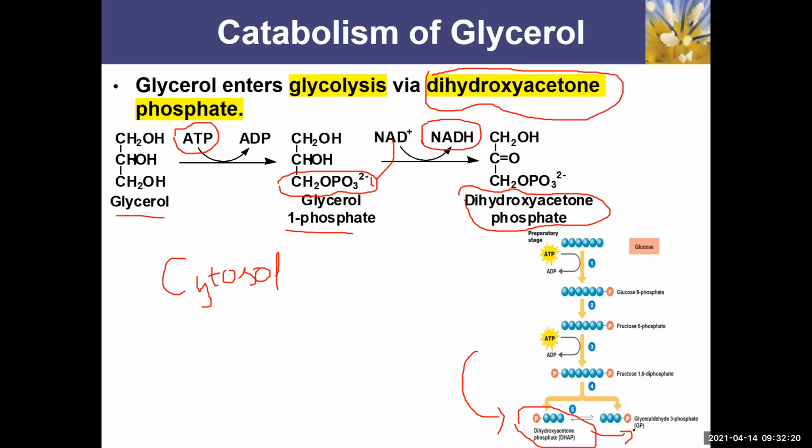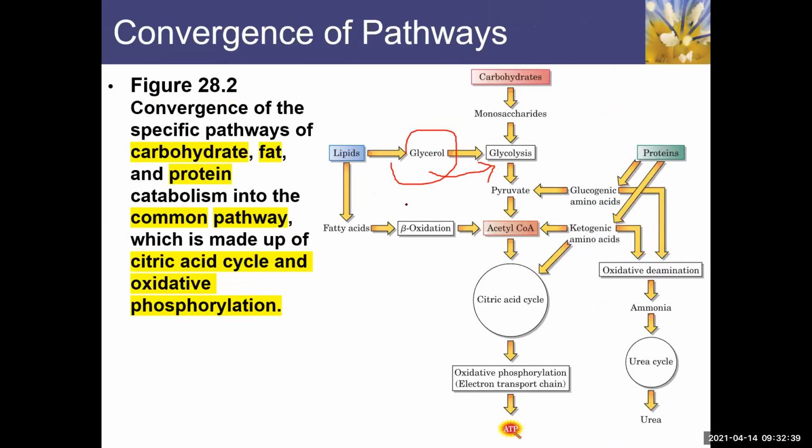So we just have two steps here. One is the activation step, which I explained. And then the second step, in which glycerol 1 phosphate is oxidized by the NAD to produce the dihydroxyacetone phosphate. That is it. So we finished this part. Now we'll move on to the fatty acids.